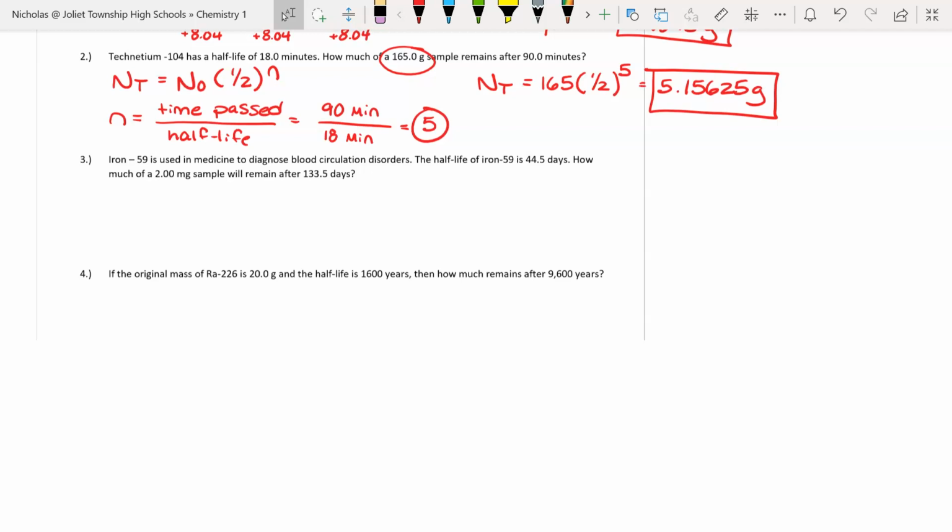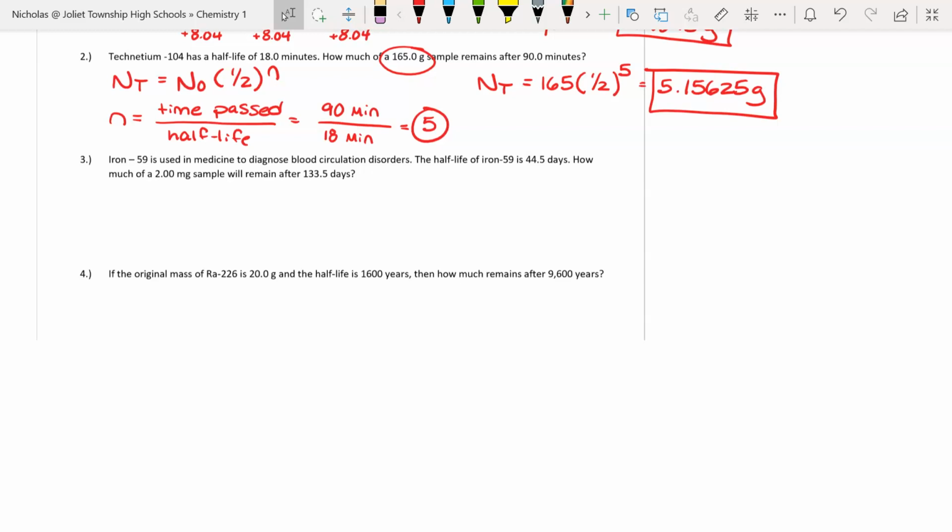All right. I personally think the half-life equation is easier, but again, if you want to do tables, you can do tables. There are some situations where tables won't work if all of the information isn't there. Sometimes you have to use the half-life equation.